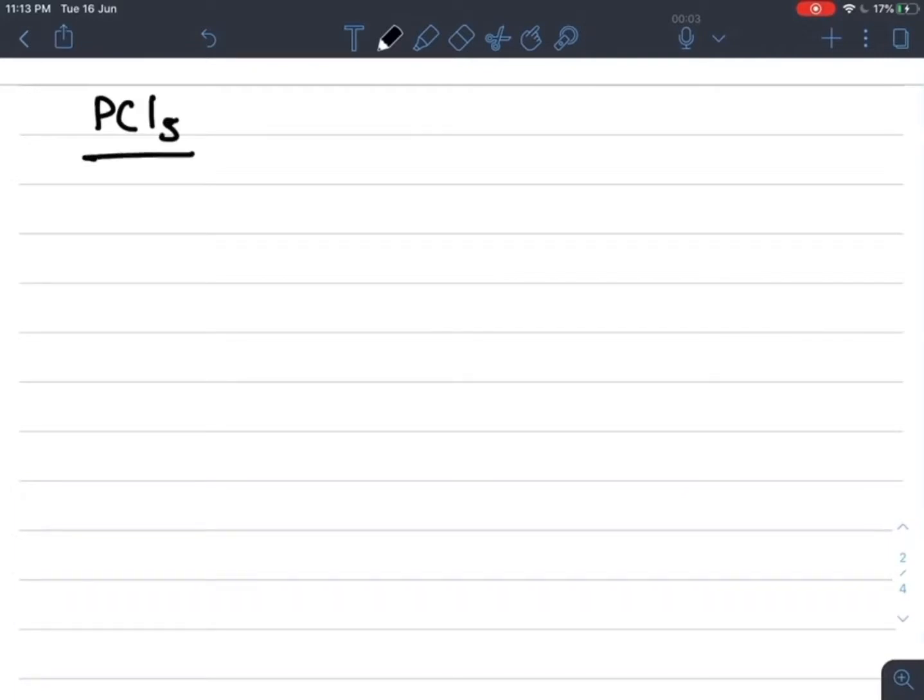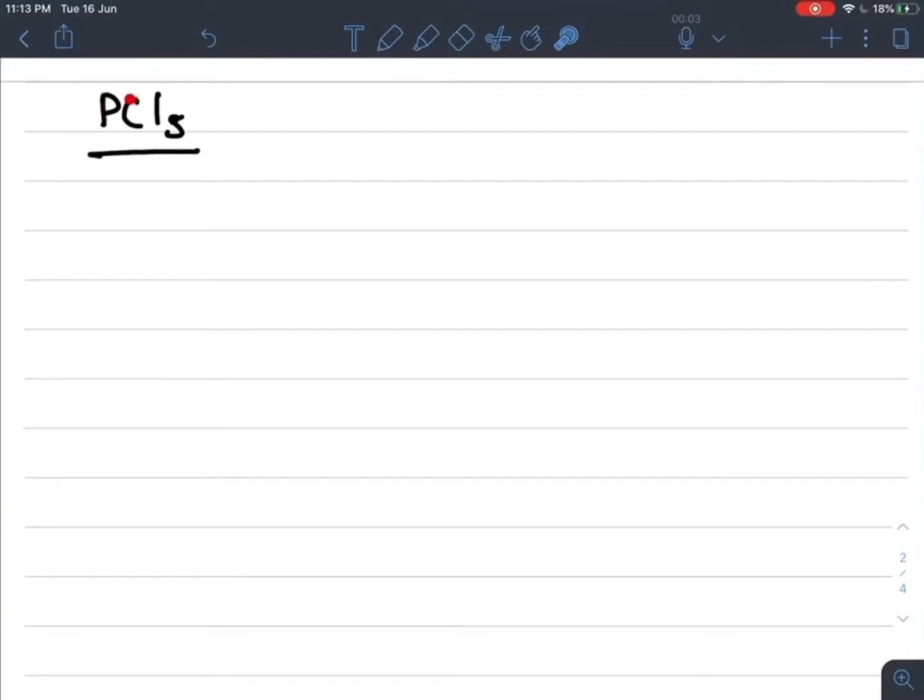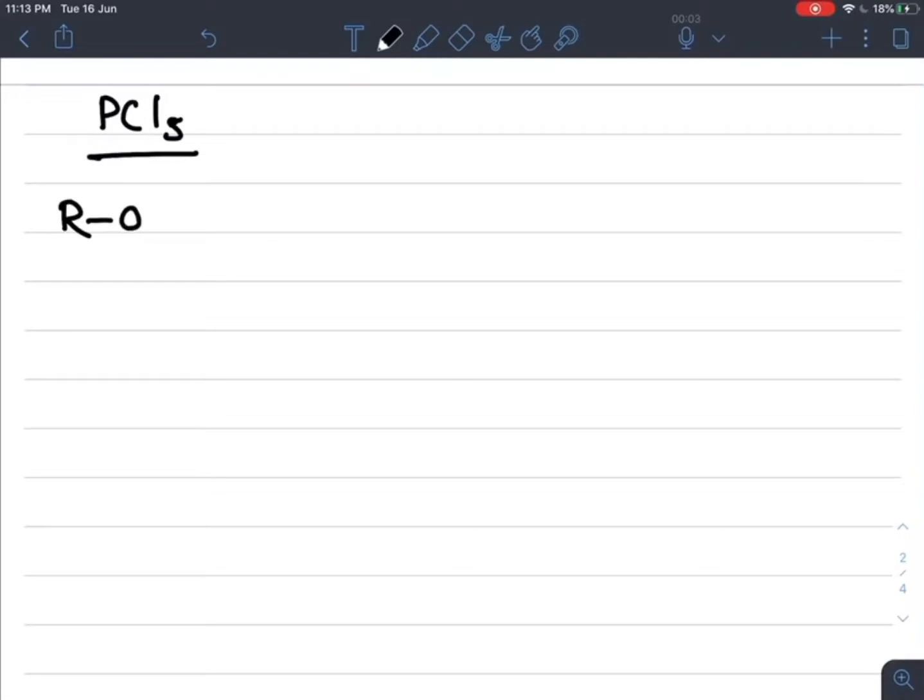So PCl5 means, what is the name of this compound? Phosphorus pentachloride. 5, that is pentachloride, phosphorus pentachloride. When it is treated with any alcohol, that is ROH, with PCl5, phosphorus pentachloride, and the mixture is heated, we get, here also the bond breaks between carbon and oxygen, and this chlorine gets substituted at the place of OH.